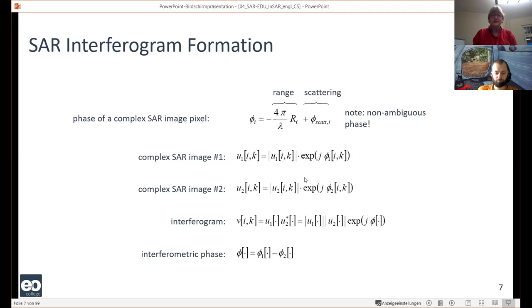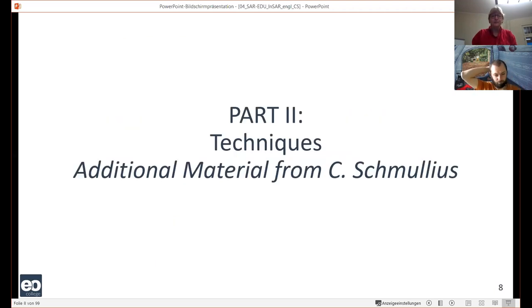There is this exponential term that describes the complex number. What we are looking at is the interferometric phase. This will come up again: phase one, phi one minus phi two, the difference between the two phase acquisitions of the two radar images that we collected. So this term will come up again. Now I'm showing you some slides from my material.